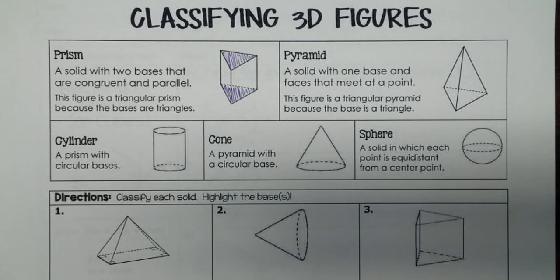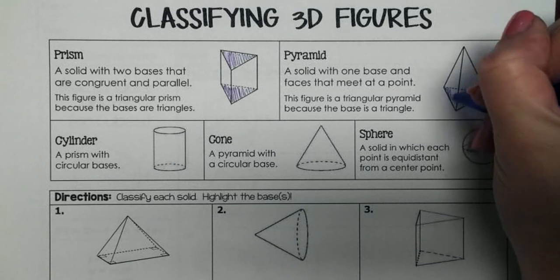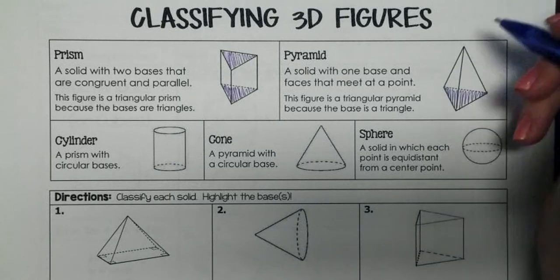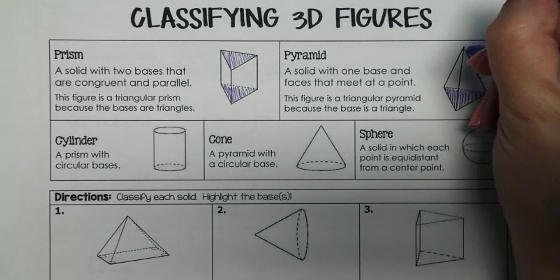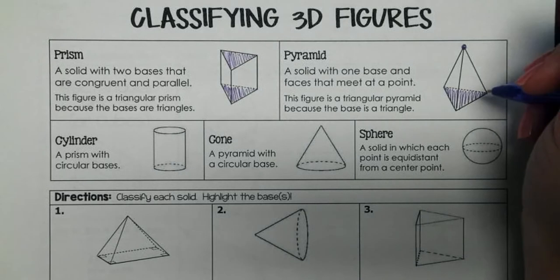Okay, so let's look at pyramids next. A pyramid is a solid with one base and faces that meet at a point. So here's the one base. I'm going to highlight it. And the faces all meet at one point, which is this point at the very top. This figure is a triangular pyramid because the base is a triangle. Classify it by its bases as well.